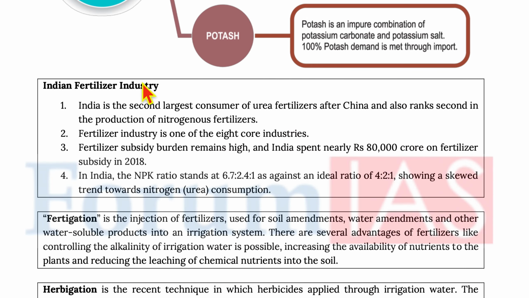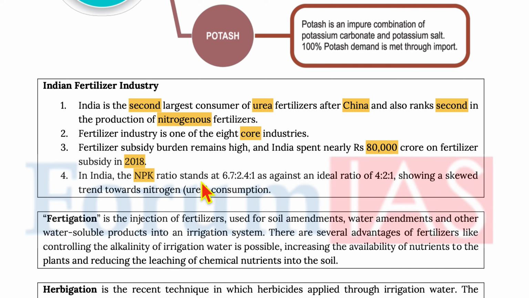Now, the Indian fertilizer industry. India is the second largest consumer of urea fertilizer after China and also ranks second in the production of nitrogenous fertilizers. The fertilizer industry is one of the eight core industries. Fertilizer subsidy burden remains high. India spent nearly 80,000 crore on fertilizer subsidies in 2018.